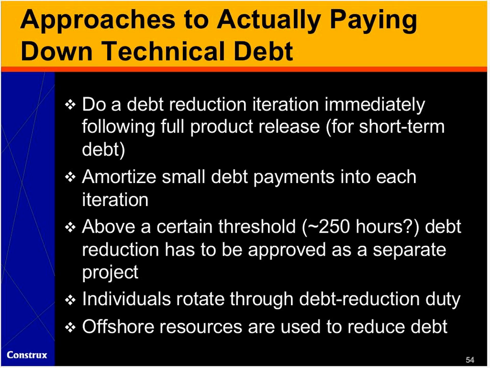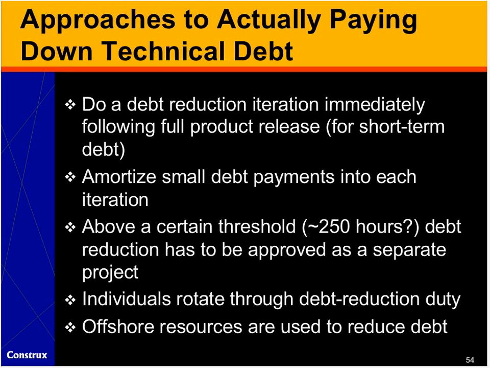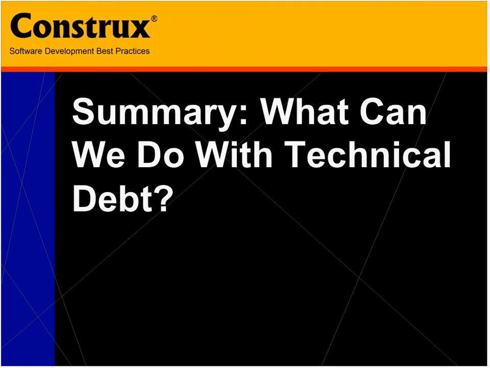And finally, the other possibility is that offshore resources can be used to reduce debt. The nature of debt reduction work is often different in some ways than the nature of doing new development work, and in some cases it might be hard to cost justify doing debt reduction work with onshore resources, but if you can assign some of that debt reduction work to lower cost offshore resources, sometimes you can justify doing debt reduction work that you couldn't otherwise justify doing, or you'd have a harder time justifying doing.